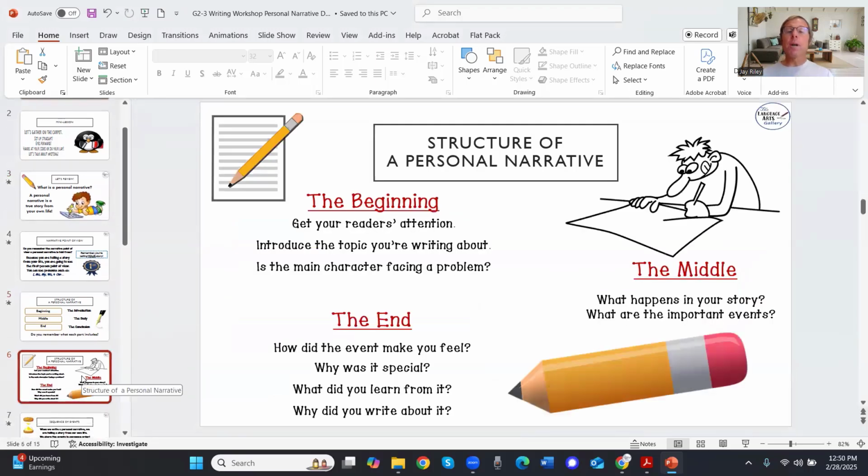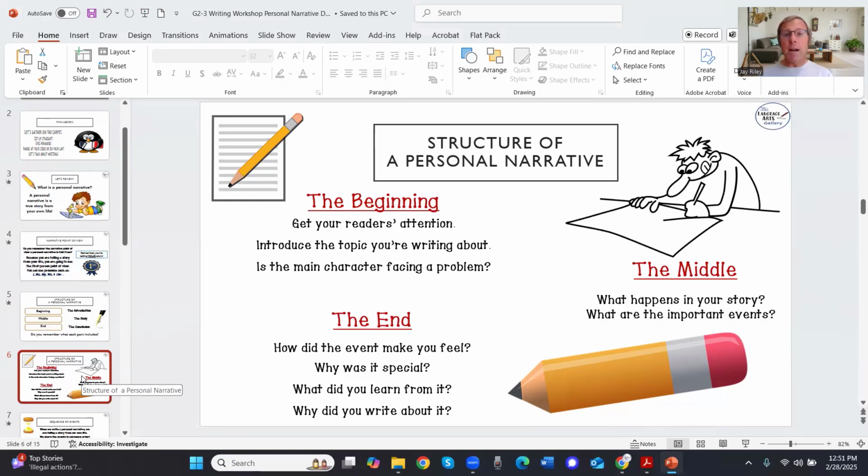In the beginning of our story, we want to get our reader's attention. We want to draw that reader in with a good hook. Maybe it's a strong statement, or maybe we ask a question, but we want to get the audience interested in reading this essay. Then we want to introduce whatever it is we're writing about. It could be our first day of school. It could be a great vacation we took with our friends. It could be the time we went and saw our favorite movie. And then if we've structured this around a problem, we want to introduce that problem to the reader in the introduction. Not every personal narrative is organized around problem and solution, but some are.